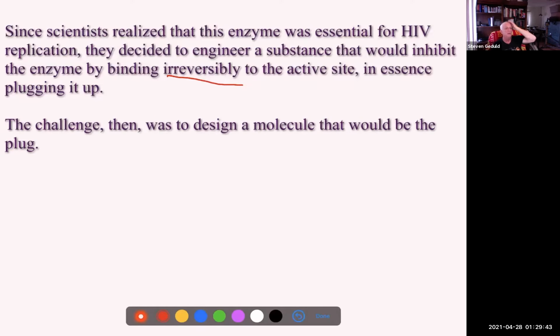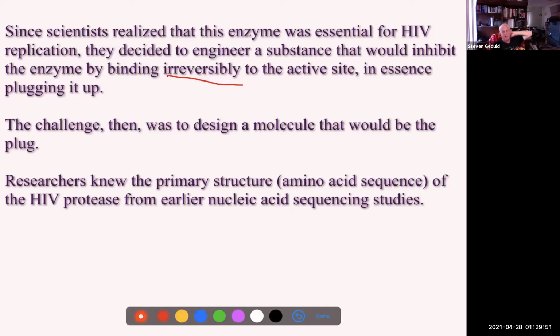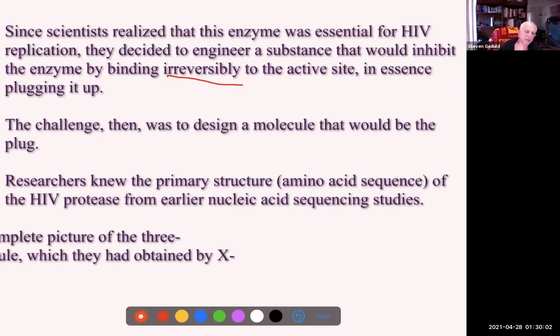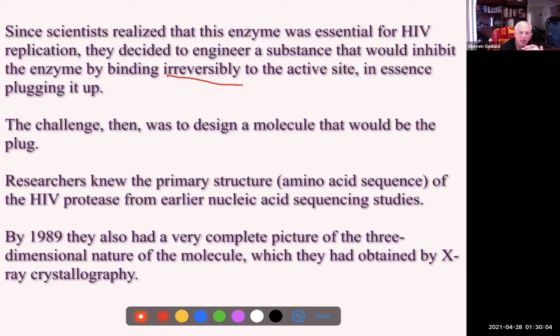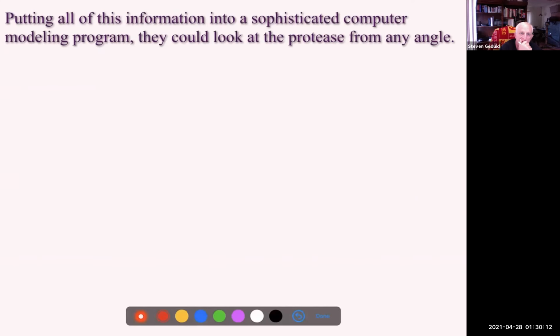Okay. The challenge was to design a molecule that would be that plug, that would form it and have that shape and bind to that HIV protease. Researchers knew the primary structure, amino acid sequence of the HIV protease from the earlier nucleic acid sequencing studies. Okay. So by 1989, they also had a very complete picture of the three-dimensional nature of the molecule, which they obtained by X-ray crystallography. So putting all this together, okay, into a computer modeling program, they could look at the protease from every angle. They could move around, they could determine what the active site was.